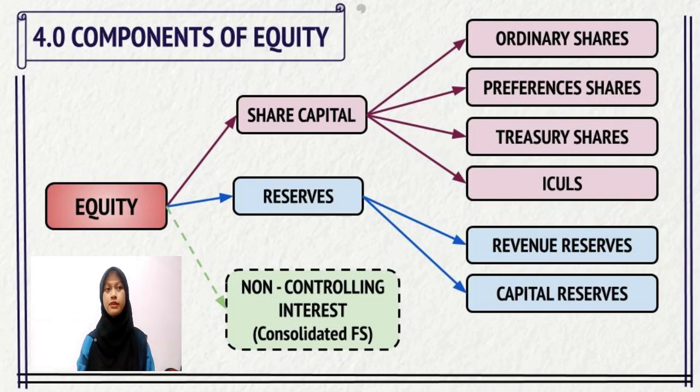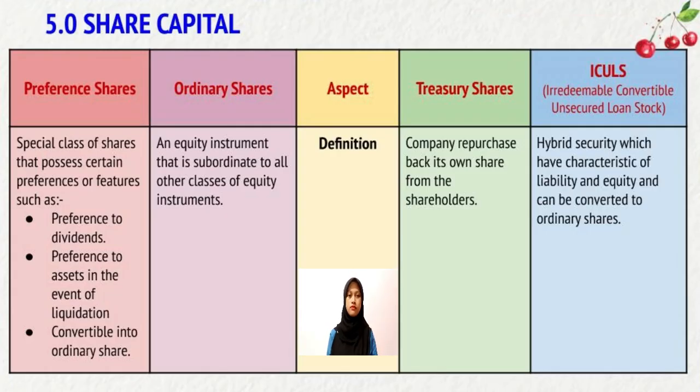So, the first component is share capital. It consists of ordinary shares, preference shares, treasury shares, and ICULS. Secondly, reserve is divided into two, which are revenue reserve and capital reserve. And the last component, non-controlling interest, only appears for consolidation of financial statements.